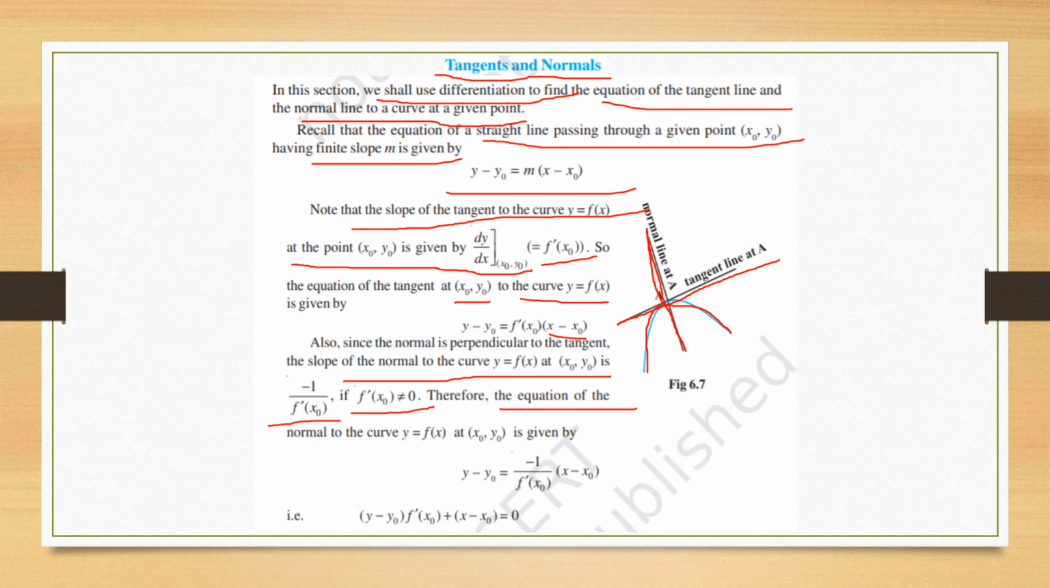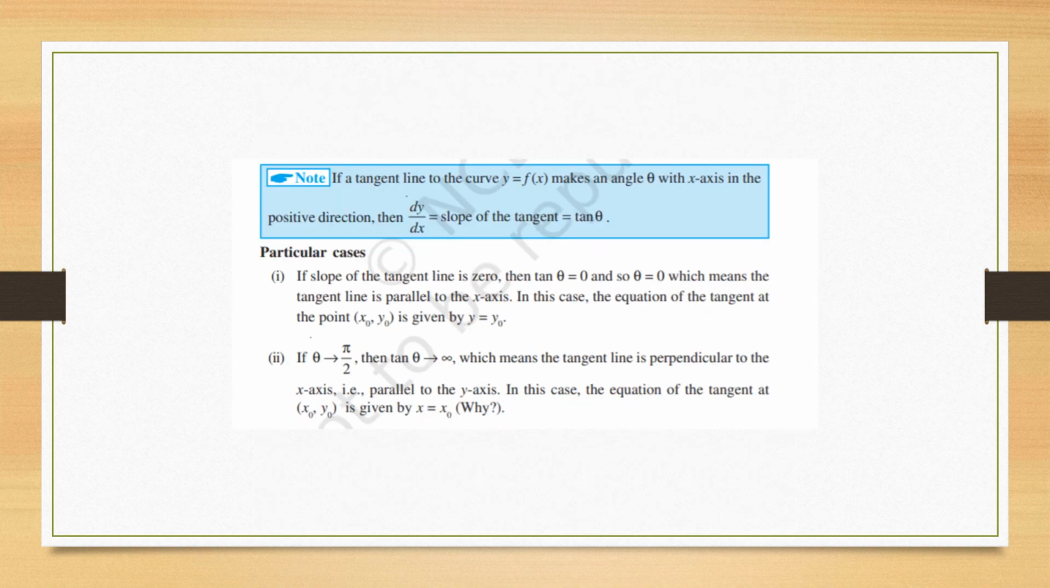So equation of normal can be carried out like y minus y0. So here the same thing is there, y minus y0 equal to m times x minus x0. Instead I'll use here the slope of normal, which I can calculate. Firstly I'll calculate the slope of tangent, and then the negative reciprocal will give me the slope of normal. Okay, now if the tangent line to the curve y equal to f(x) makes an angle theta with the x-axis in positive direction, then you know that the slope of tangent will be tan theta, right?